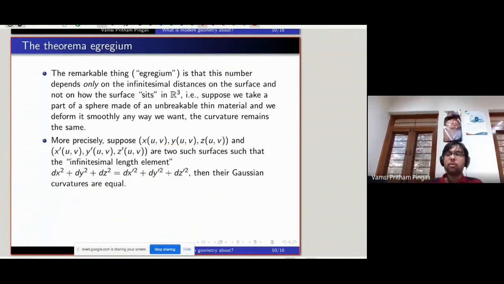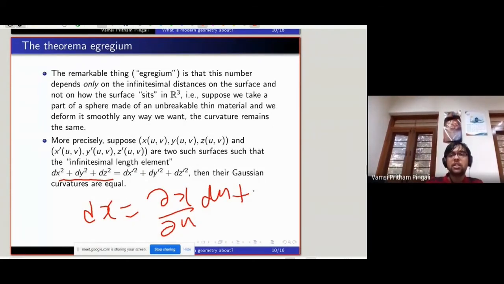In fact, you can try to prove it on your own. The calculation is quite painful, but it does work out. What do I mean by this? What is dx? dx is (dx/du) du plus (dx/dv) dv, where du is the infinitesimal change in u and dv is the infinitesimal change in v. And likewise for dy, dz, dx prime, etc.